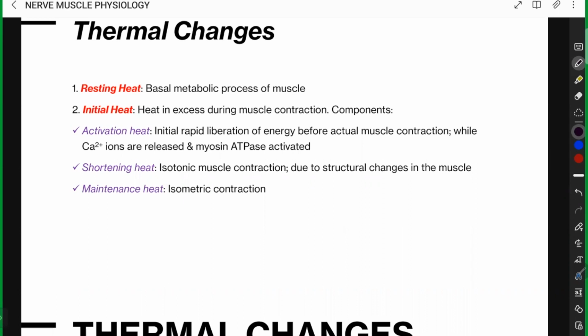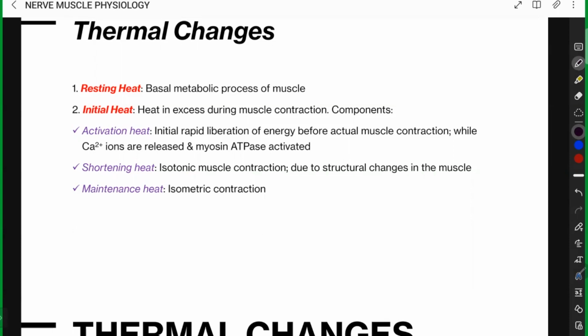Then you have an initial heat during muscle contraction, where all the heat will be produced. Number one, initial heat is produced by activation of your muscle. Okay, initial rapid liberation of energy before the muscle contracts. So calcium ion is going to be released, and there is going to be myosin ATPase activation. All these things are going to cause initial heat. Then your muscle is going to get contracted, and because of it there will be heat released. And there can be isometric contraction. At that time, maintenance heat will be there.